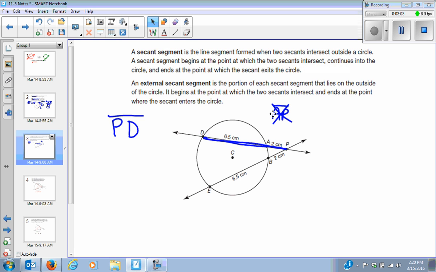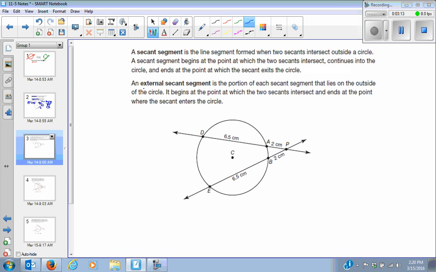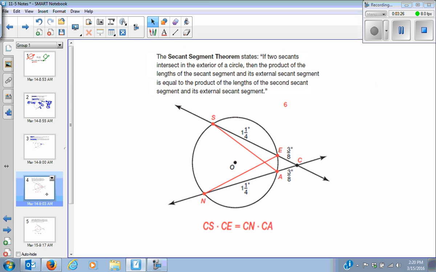All right. So the other one, which we did was AP, that would be referred to as the external segment of the secant segment, which is the portion out here. All right, so these are just terms, these are definitions. Please make sure you know them. We're going to come up with a theorem here right now.